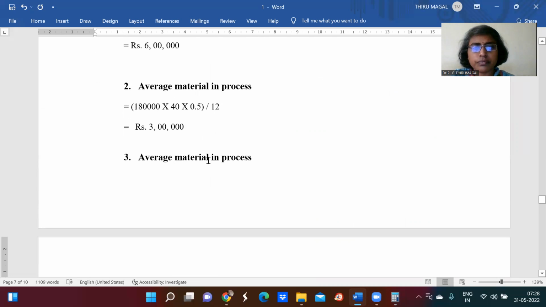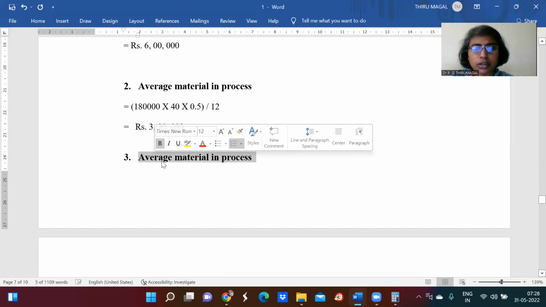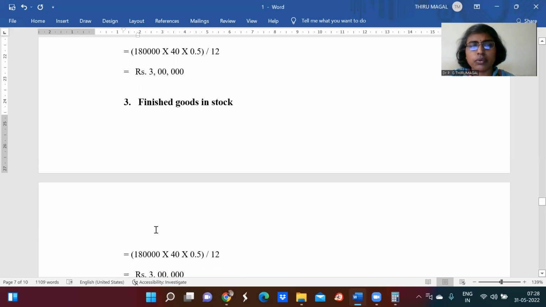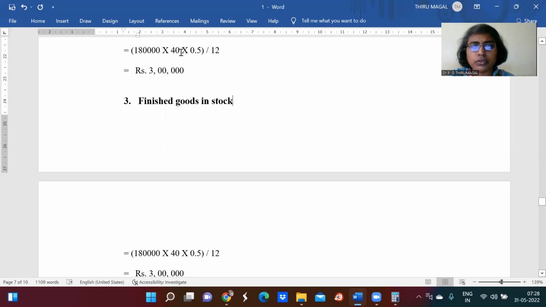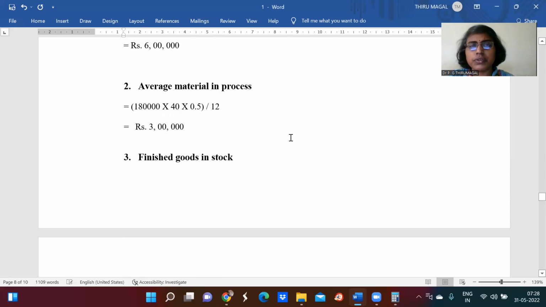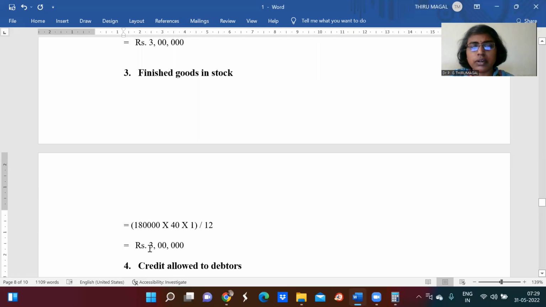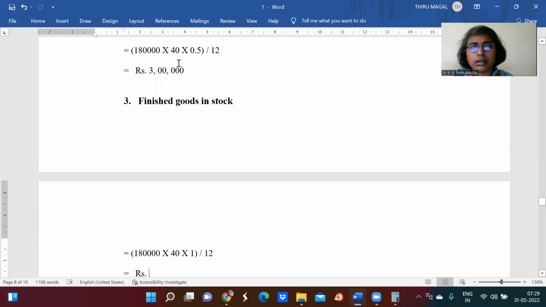Finished goods in stock. The third one is finished goods in stock. The number of units is 1,80,000. Here also, for finished goods, all the 3 costs together we need to add. And here it is given as 1 month, because finished goods in stock is given for an average of 1 month. So when you multiply and divide these 3, it will be just double of this value alone.